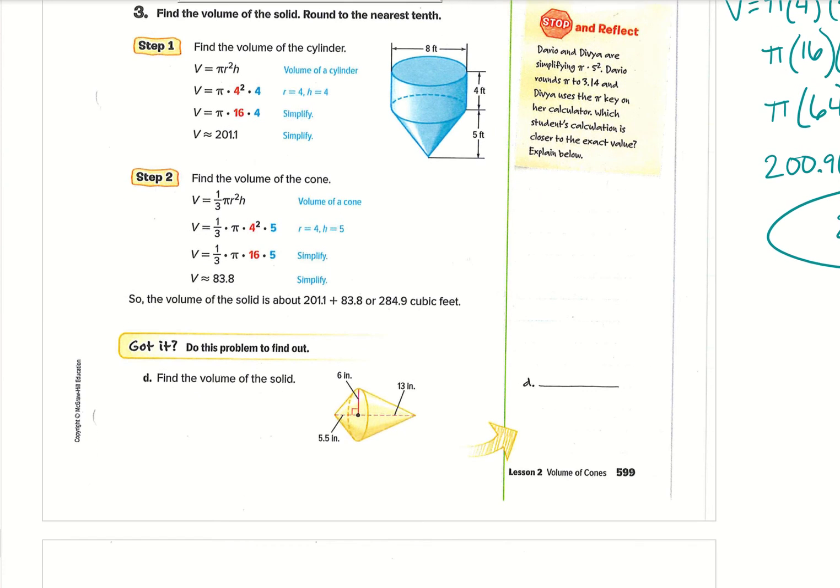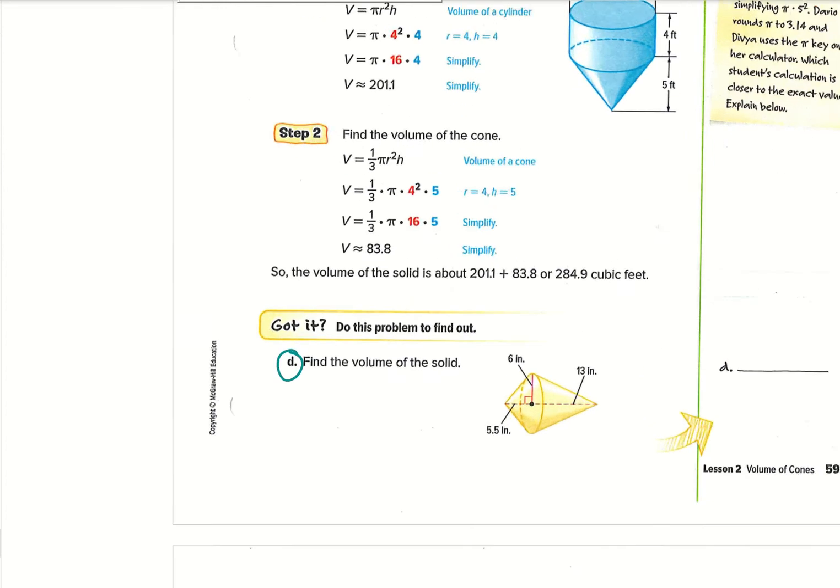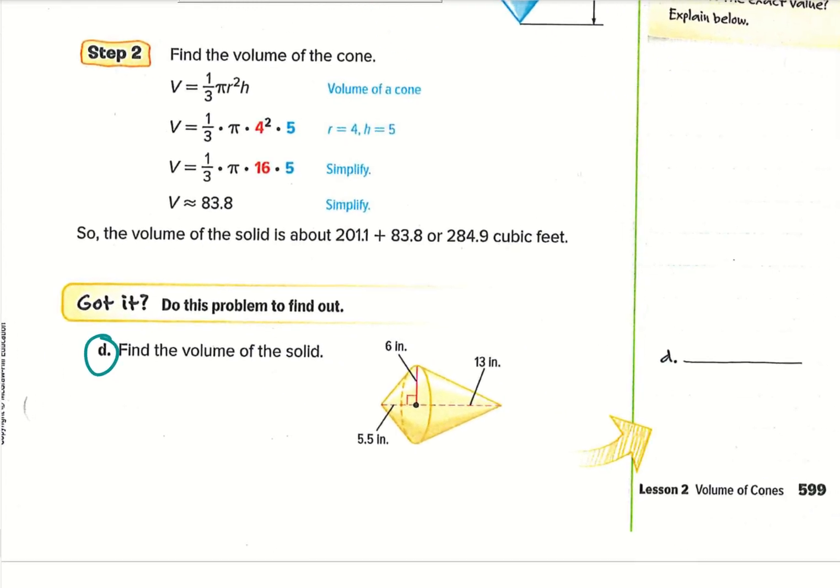I want you to go ahead and try out Got It Problem D. This one's a little bit different just because instead of a cone and a cylinder, you just have 2 cones, all right? So you're going to use the same formula for both parts. It's just going to be different size of the cones, all right? And then once you have finished this Got It problem, that's going to be it for this video. So it's only about 8.5 minutes long for this video, but the Got It problems might take you a little bit longer, so that's okay. So just make sure you get those done.